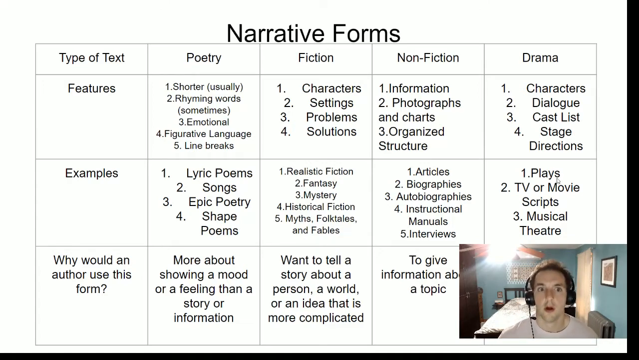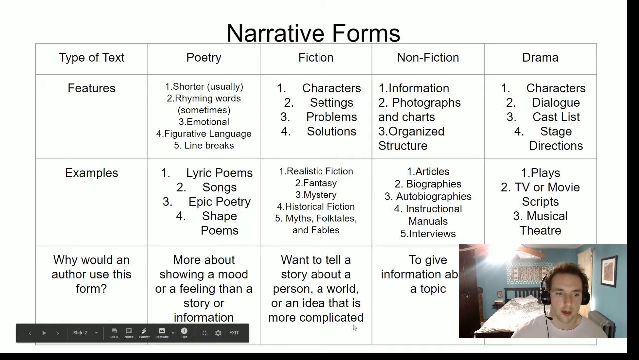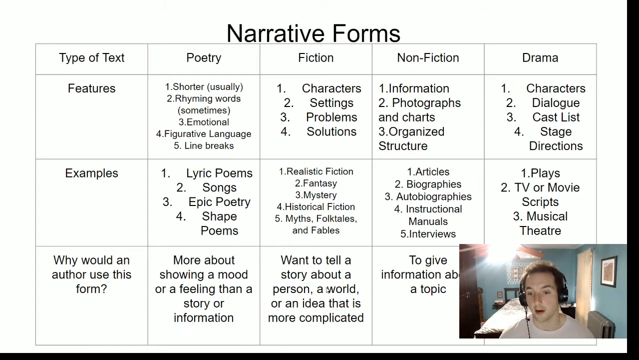All right, and we've decided already that Percy Jackson previously is a fiction text. We know that because it has characters, it takes place in different settings. The characters are experiencing problems, and then they're trying to solve those problems, which are the main elements that make up a fiction story. And so we know that the author chose to use this form because they want to tell a story about a person, a world, or an idea that's pretty complicated. And so far we've experienced that there's a lot going on in this world.